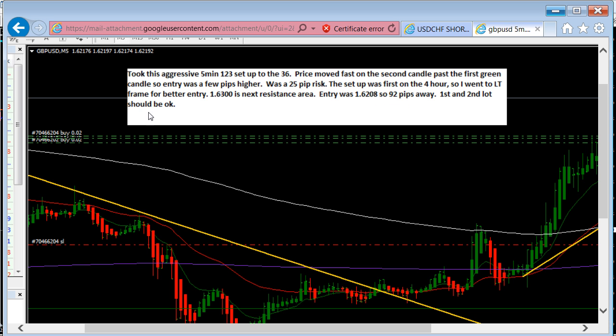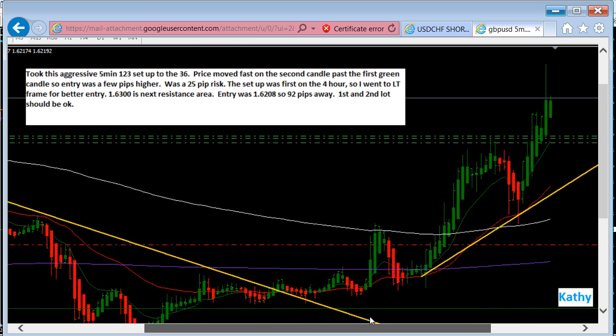First and second lot out should be okay. Okay, here you can see the entry, the 1, 2, 3, and the 3 entries taken here, plus the spread, of course. So okay, great, well done. How does it look right now? Did you check it? The one lot out. Okay, great. So well done. That's the way to do it.